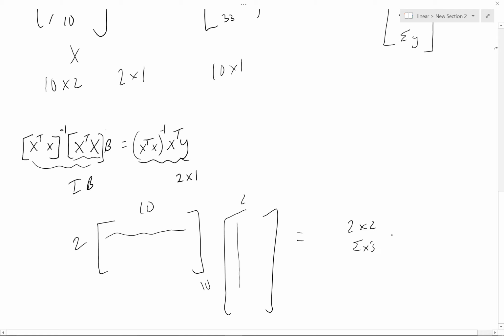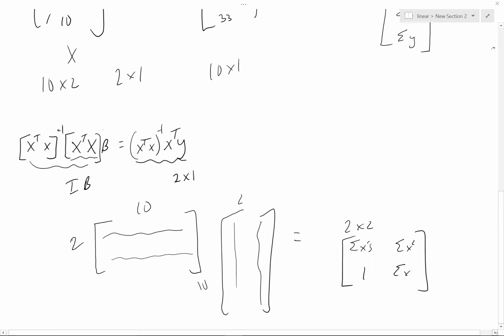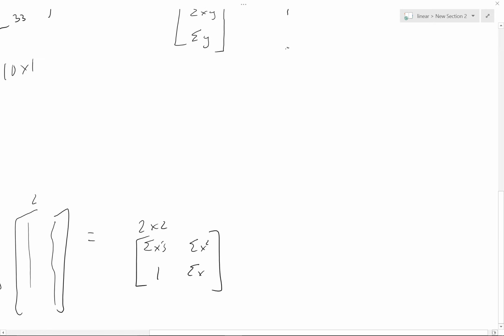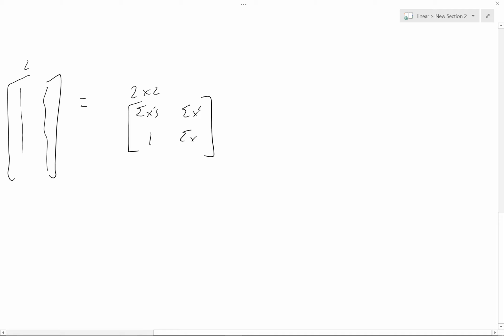Okay? And then top row, second column is going to be x's times x's, which is going to be the sum of the x squareds. Right? And then the bottom row is going to be the 1's times the 1's, it's going to be 1. And then it's going to be the 1's times the x's, which would be the sum of the x's again. Okay? Now think about that for a minute. That's pretty cool, but this is where it gets interesting.